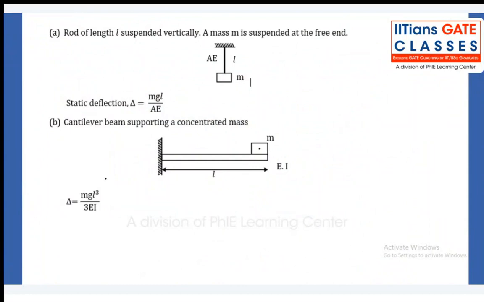No, no. Different examples. A rod of length L suspended vertically, with mass M suspended at the free end. Then the static deflection, everybody knows, is Mg into L upon AE. If I take the example of a cantilever beam supporting a concentrated mass, then we can write Mg into L cubed divided by 3EI.